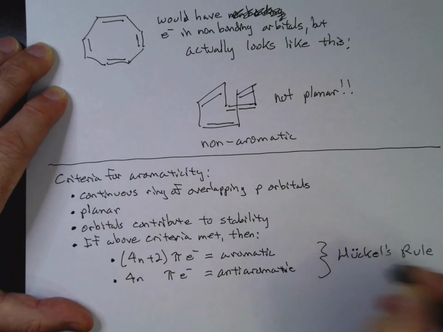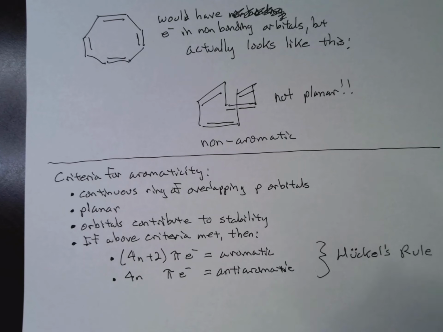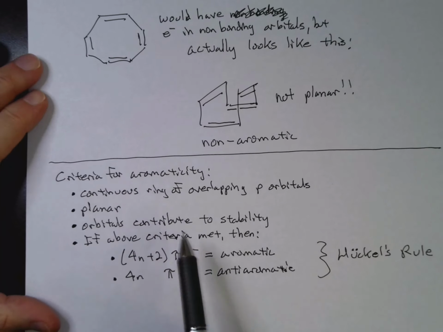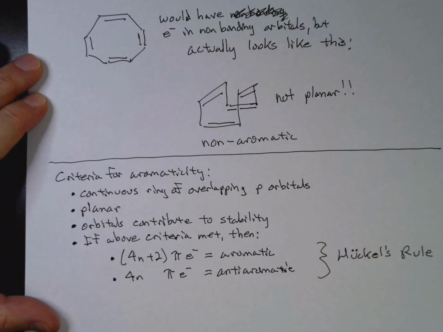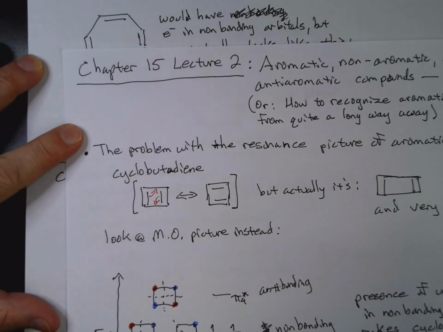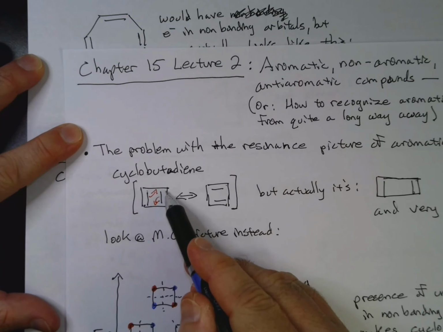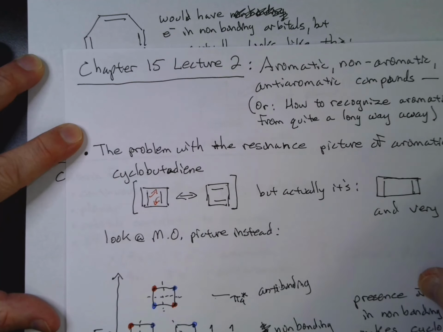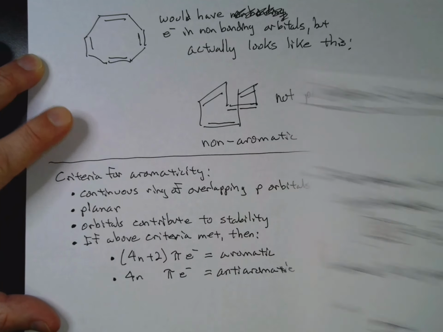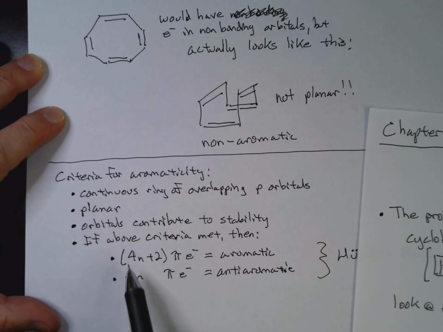And that's Huckel's rule. Now the text doesn't really talk about anti-aromatic compounds, so I thought this was an important thing to talk about. We'll look at some examples in just a minute, but let me go over these criteria one more time. So we need to have a continuous ring of overlapping p orbitals. Yes, we have it here. Continuous ring, overlapping p orbitals. It's planar, yes. Orbitals contribute to the stability.